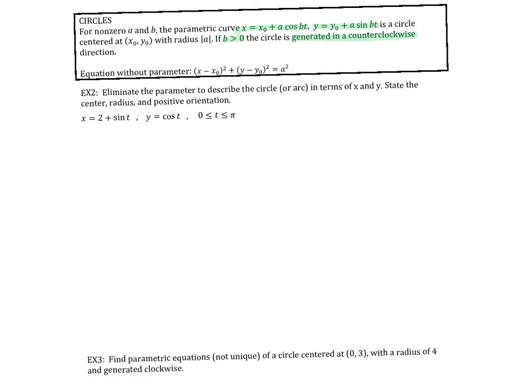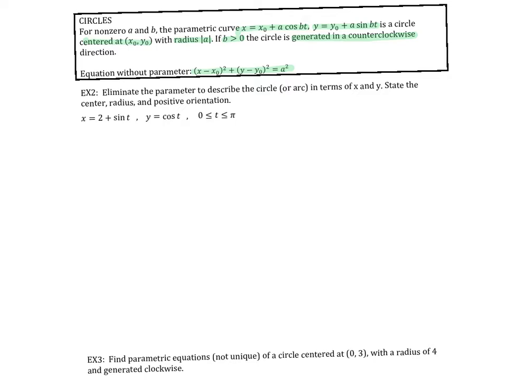So just as a review, remember that when we're dealing with circles, if our radius is the absolute value of a, and the center is (x sub 0, y sub 0), the general form would be (x minus x sub 0) squared plus (y minus y sub 0) squared equal to a squared. So that might be helpful when you're eliminating your parameter t.